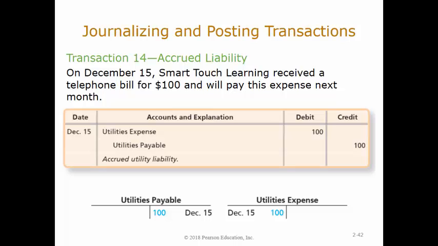The two accounts involved are utilities payable, a liability, and utilities expense, an equity. Utilities payable increases with a credit and utilities expense increases with a debit.